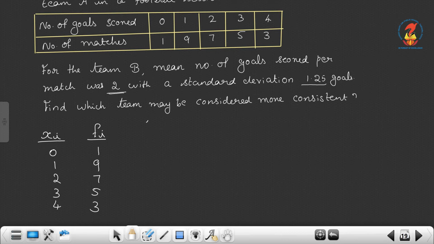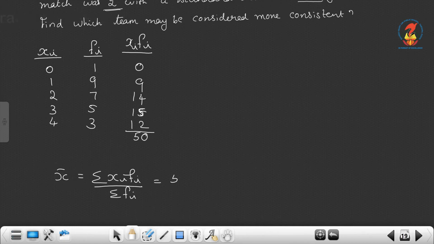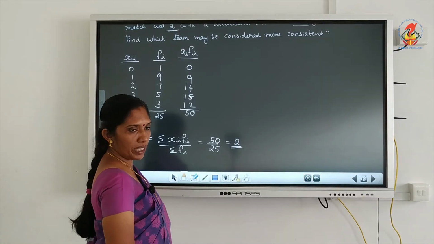Now what is the next column? fi into xi or xi into fi. So 0 into 1, 0, 9, 14, 15, 12. Now we have to find the sum. So it is 50. So how to find x bar? X bar is equal to sigma xi fi by sigma fi. That is 50 by, what's the frequency? 25. So it is 2. This is for team A, and team B also mean is 2.